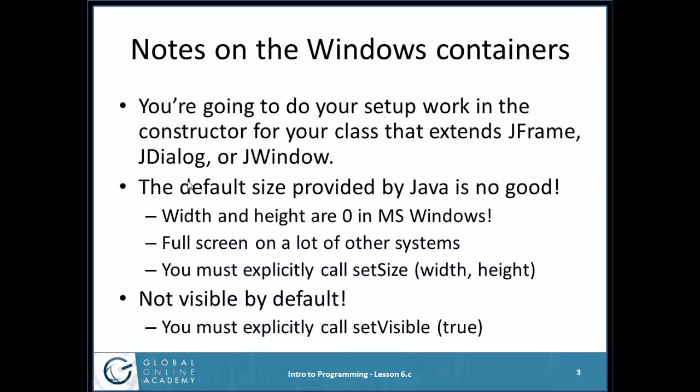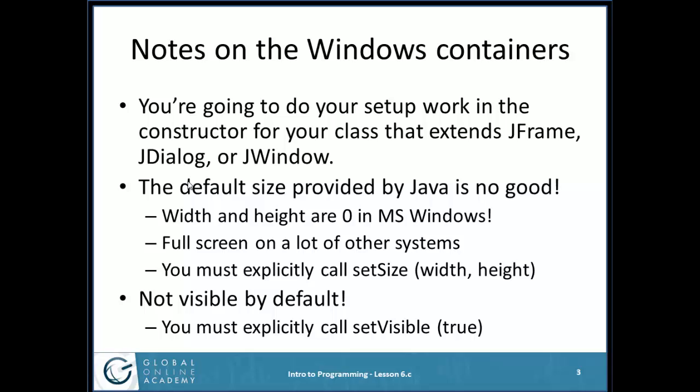Now, you're going to do your setup work in the constructor for your class that extends JFrame, or JDialog, or JWindow. There are some things you absolutely must do in the setup because Java has chosen some pretty stupid defaults. The default size of a window provided by Java is no good. The width and the height of that window are 0 pixels wide and 0 pixels high in Microsoft Windows. Obviously, a window that is 0 pixels wide can't be seen by anybody.